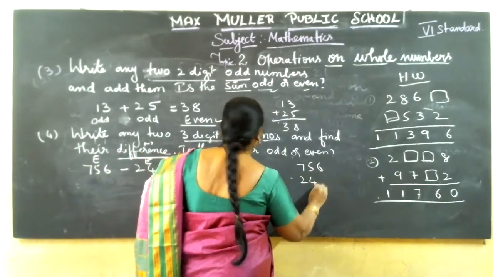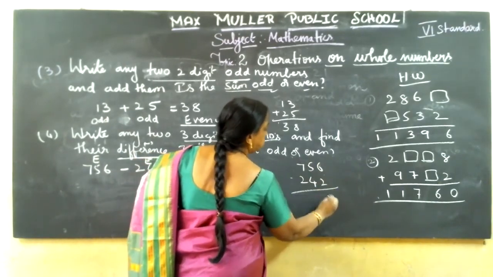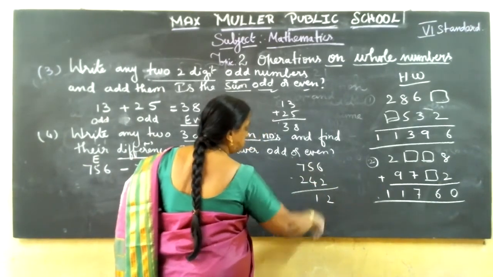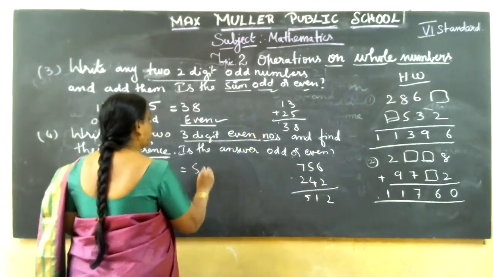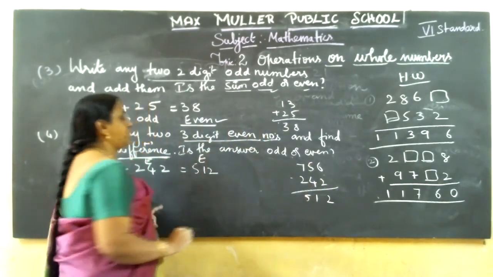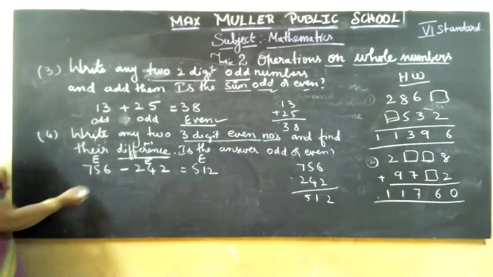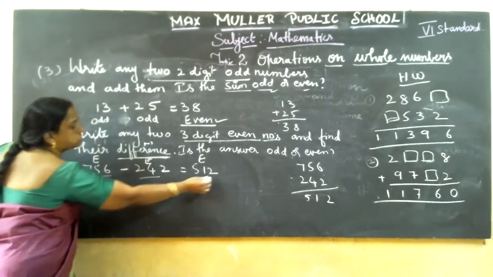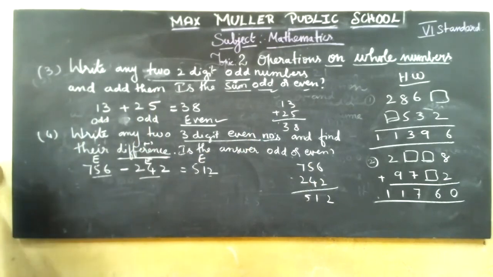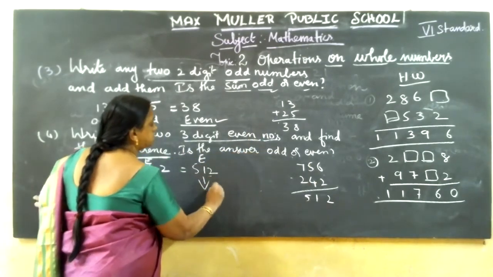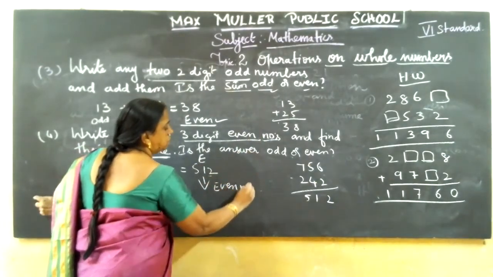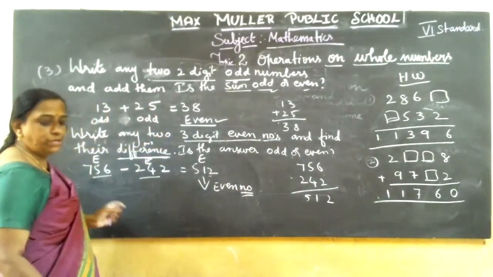Minus 242. Now 6 minus 2 gives 2. 5 minus 4 gives 1. 7 minus 2 gives 5. 512. So this is what number? Even number. Are you getting it? See here, if you subtract two even numbers also, we'll get what? Even number. Got it? What is the answer? Is the answer odd or even? The answer is what? Even number. Clear? Now next question.